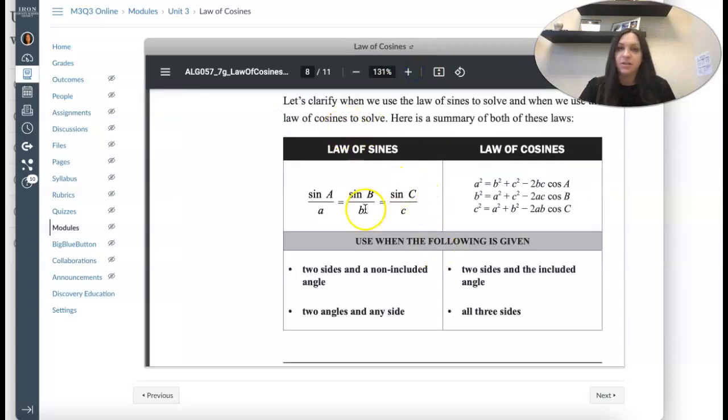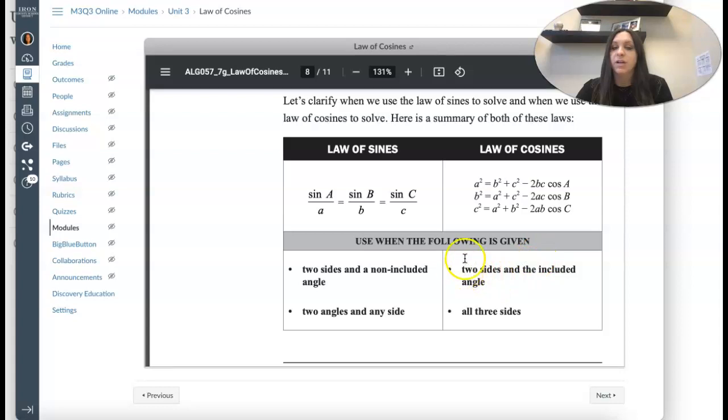It's best to use Law of Sines if you have two sides and a non-included angle. So that's like SSA. And then two angles and any side. So AAS, ASA. These are triangle congruencies that I'm talking about. And then here's Law of Cosines. Looks kind of complicated. It's not that bad.